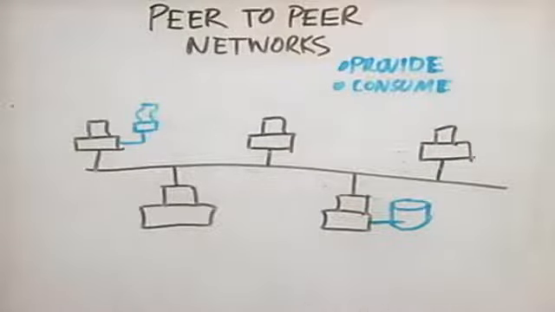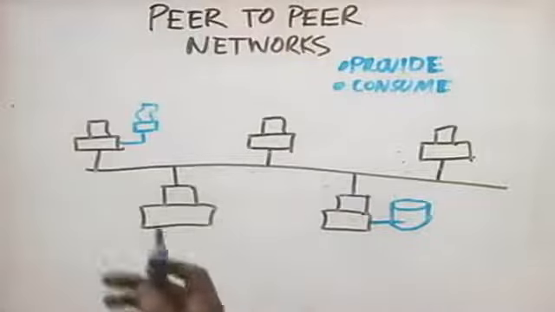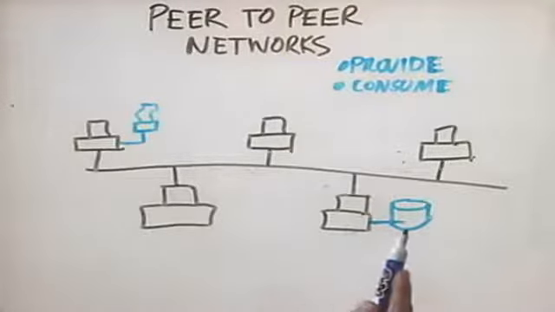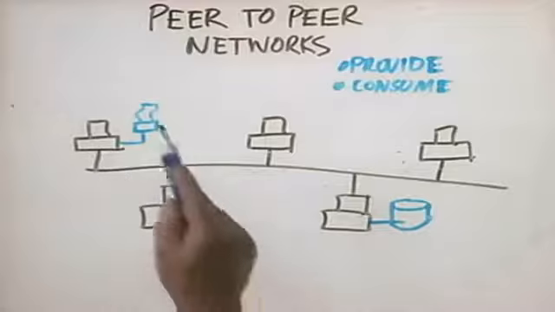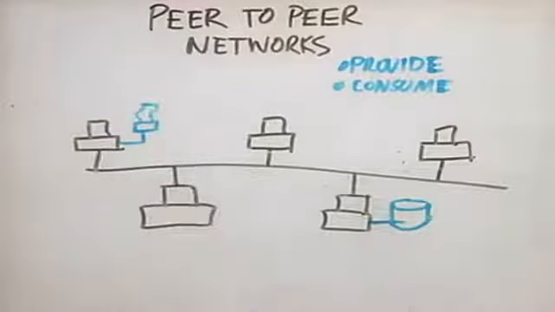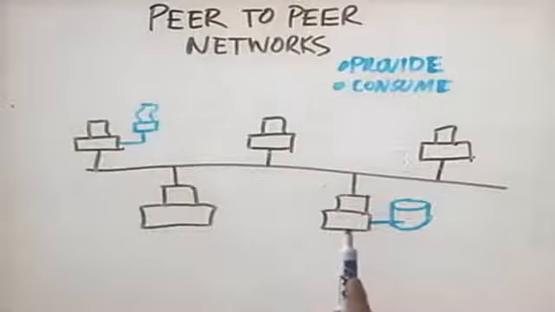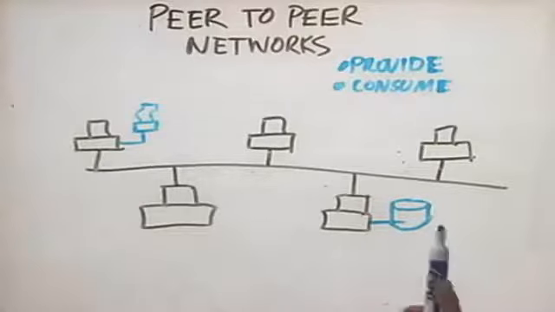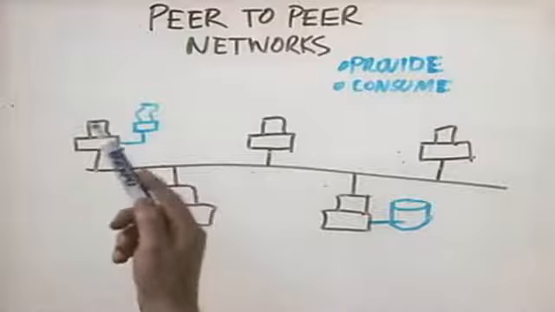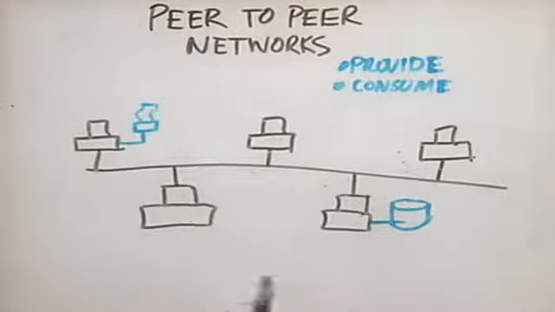Well, in this situation, you have hosts that both provide and consume network services. These two hosts provide a network service. This one provides printing, this one provides storage. Now, at the same time, these hosts also consume services. For instance, this host prints to this workstation. This workstation saves files to the hard drive in this workstation. In essence, they function both as a client and as a server at the same time.